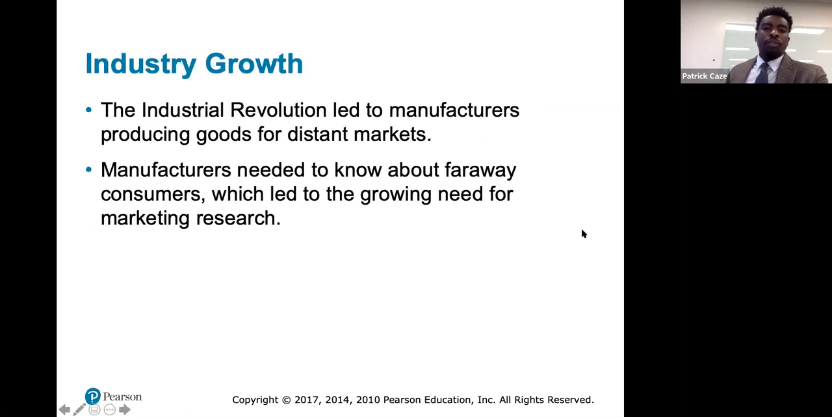All right, so industry growth. The Industrial Revolution changed a lot of things. From an agrarian society where most people were farmers, we moved over to the Industrial Revolution, which led to manufacturing, producing goods for distant markets. So again, we're manufacturing in one place, but shipping it out elsewhere.